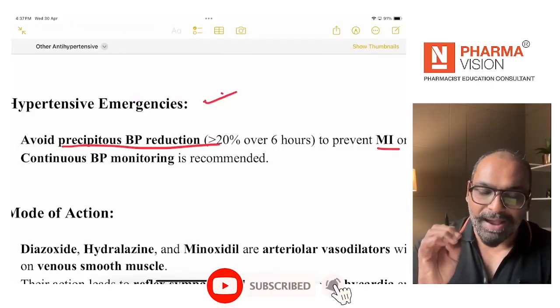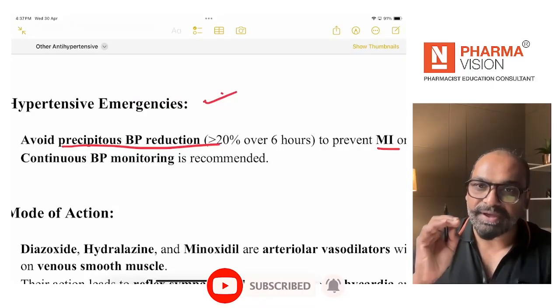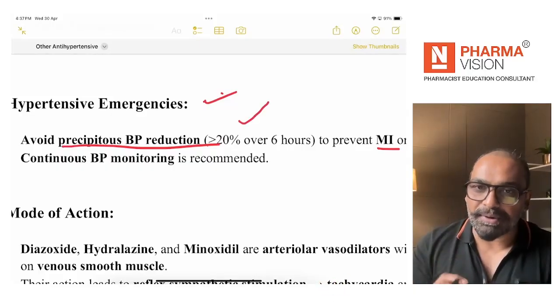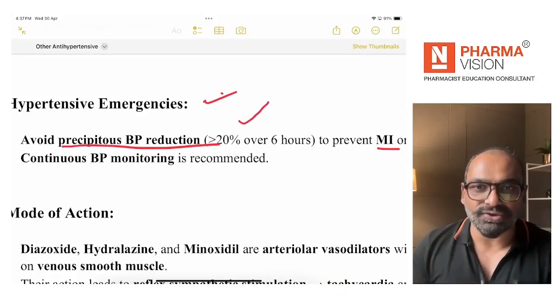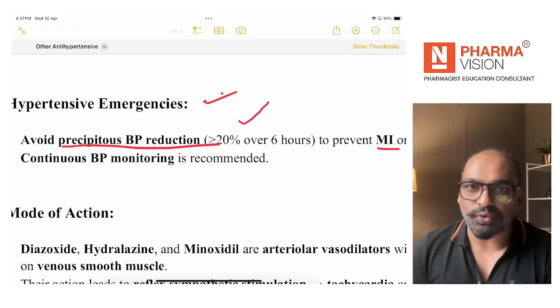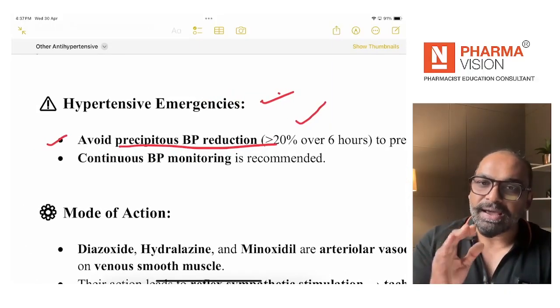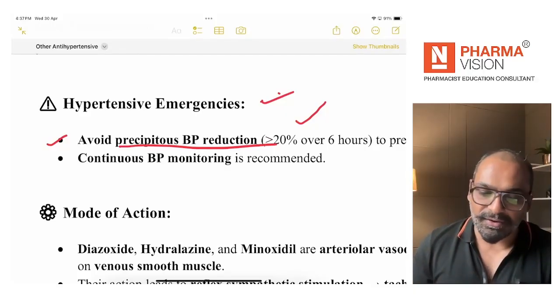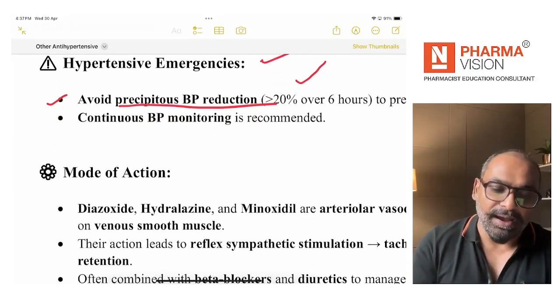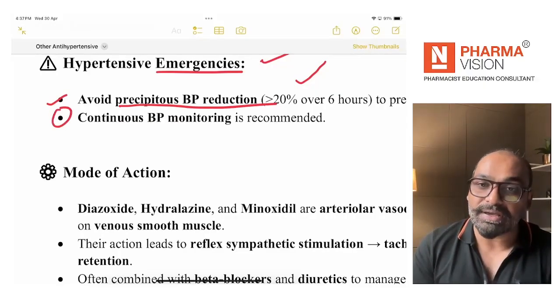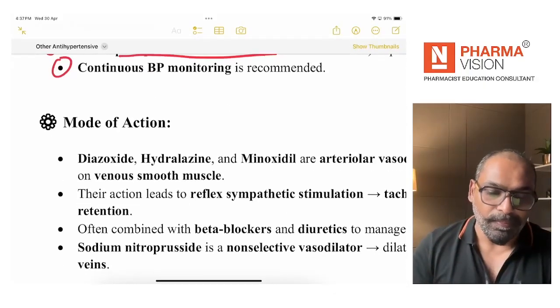That's why in the management of hypertensive emergency, we have to be very careful. We should not reduce the blood pressure significantly in the shortest possible time. Gradually we have to reduce the blood pressure so the body can adapt to the new pressure and we can minimize the complications. And during hypertensive emergency, continuous BP monitoring is recommended.